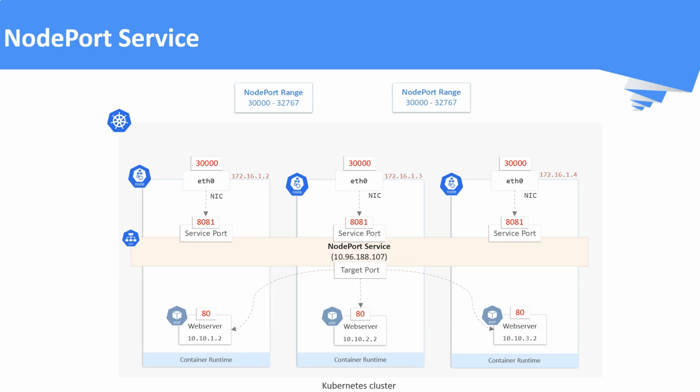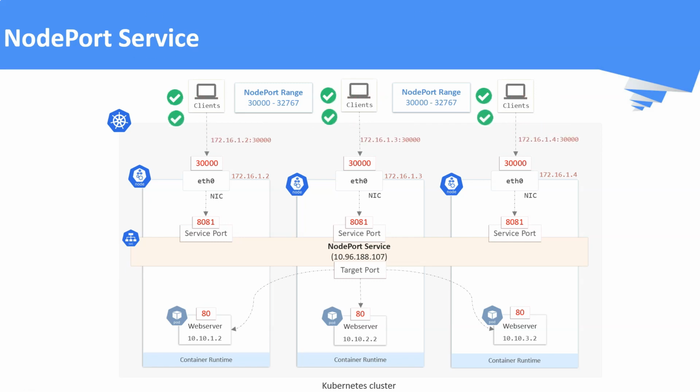number is 80. Whenever our external clients hit node IP colon node port number on any of the nodes, the traffic will be redirected to the service port. This traffic is then redirected to the target port on the pod's port number. This is how the external traffic will reach our application.